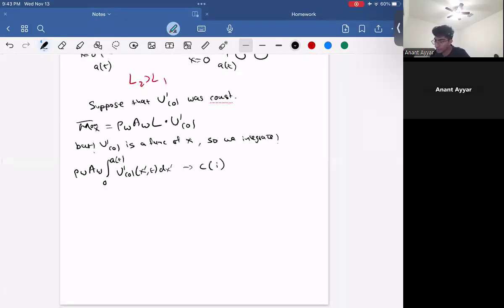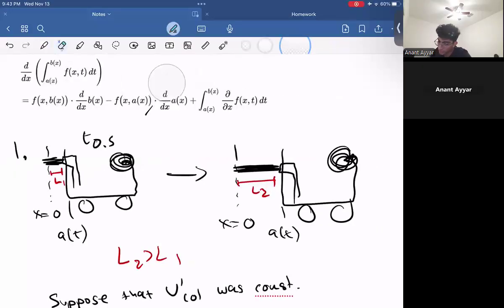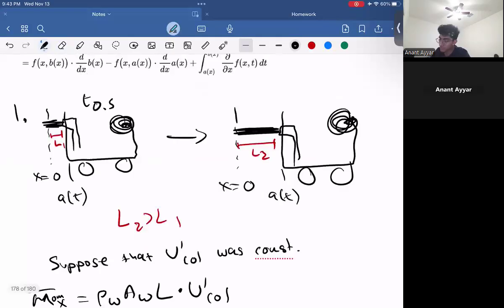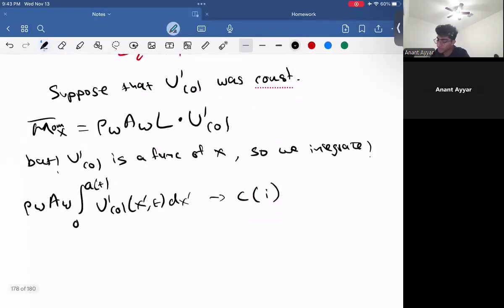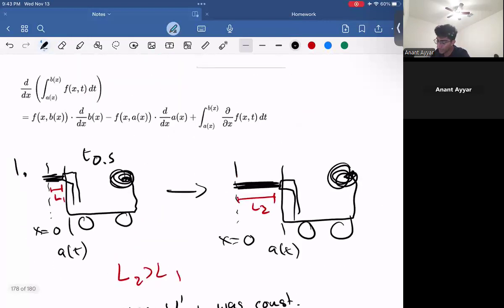And that's where this equation up here comes from. So delete that quickly. Right now, this is an interesting integral because the bounds of the integral depend on time. So when you take the time derivative, it's not as simple as the fundamental theorem of calculus. So you have to do this equation basically.